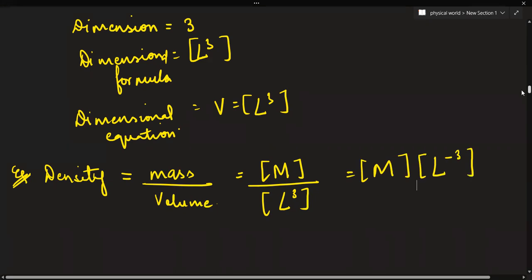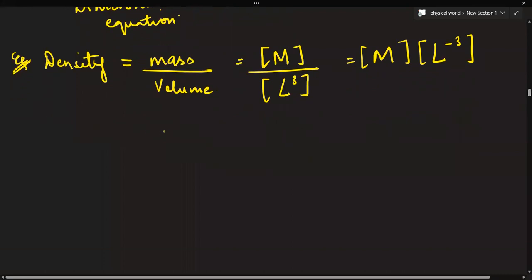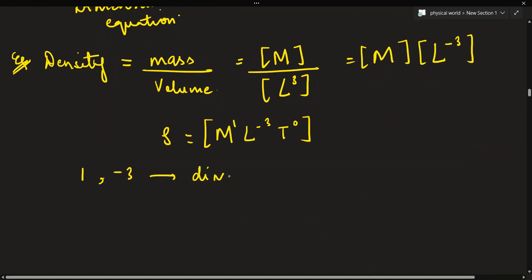Now see how to write the final result. Density is usually represented by the symbol rho. This is density. This is M to the power 1, L to the power minus 3, and since no time is there, T to the power 0. That's how you write the dimensional formula. Now see, all the powers that you are getting, the power 1 and the power minus 3, these are the dimensions.